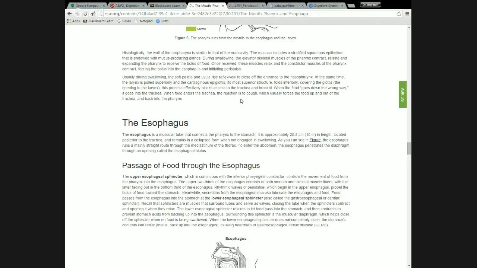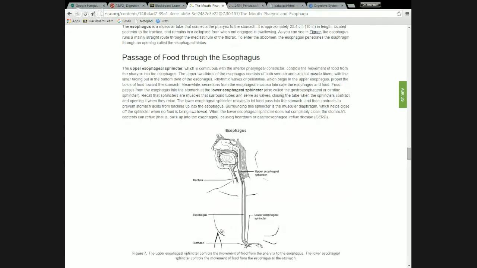And then the esophagus is pretty much just a tube that connects down to the stomach to deliver the food that we've ingested at the oral cavity to the stomach. It's really just there for delivery of food from one location to the next.